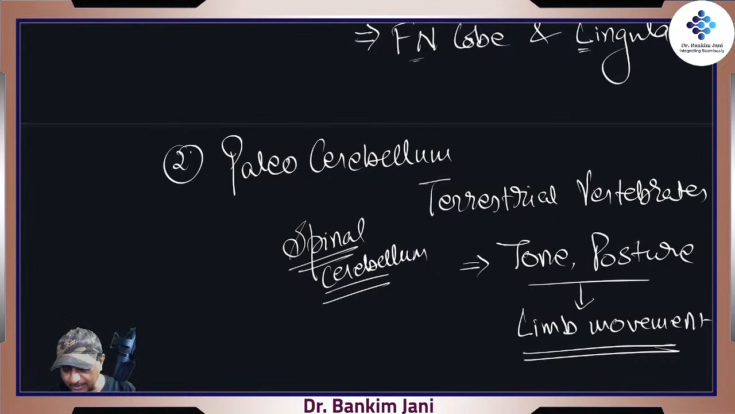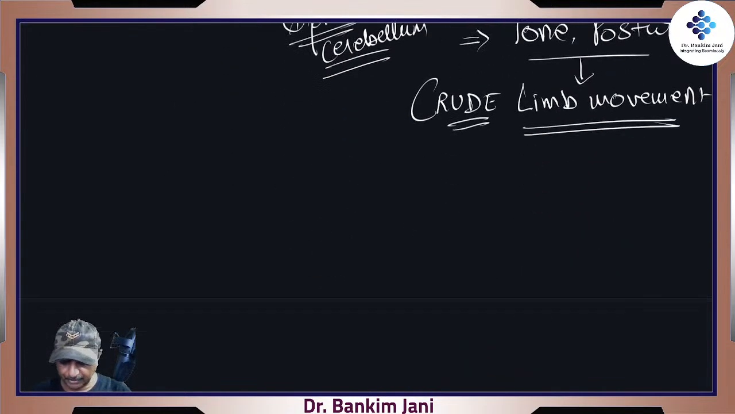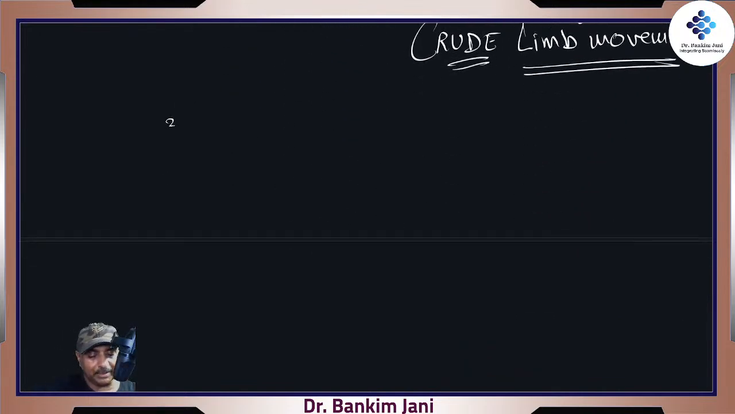Initially that walk was very crude. There was no fine, ultra sophisticated movement. There were crude movements, the way dinosaurs used to walk. So that was a crude limb movement. It is only when the neocerebellum came into the picture.